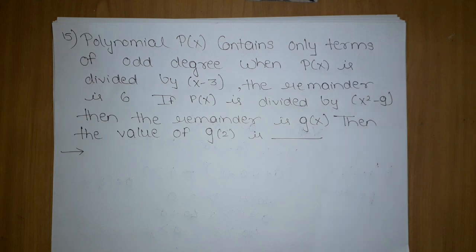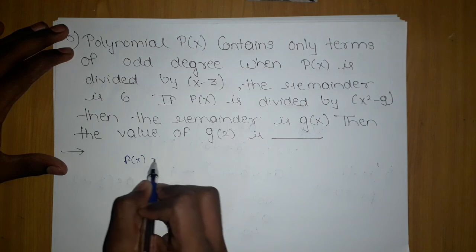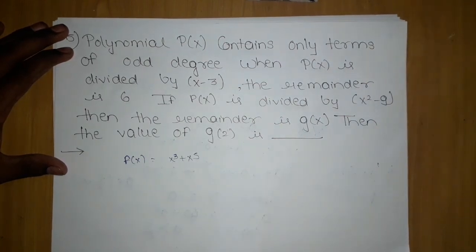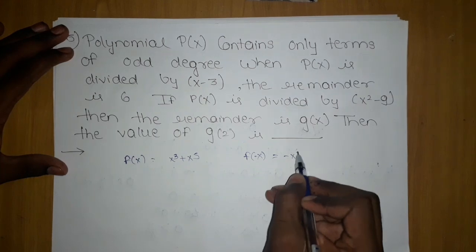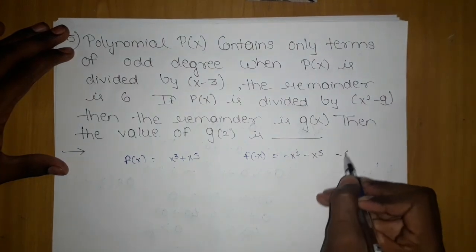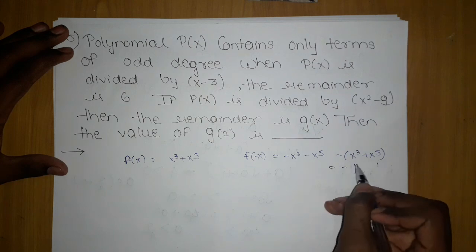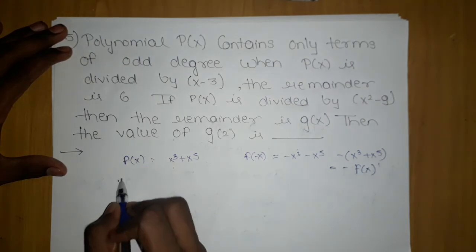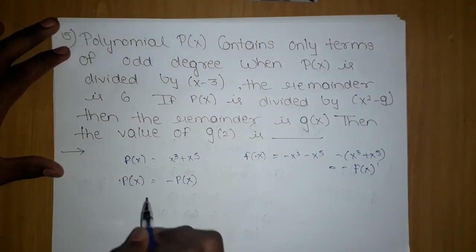Now they are telling that p of x contains only odd degree. Now if you remember, let me take f of x as something like x cube plus x raised to 5. If this is the odd degree polynomial, it satisfies the condition. If I put f of minus x, what I get? Minus x cube minus x raised to 5, which is the negative of f of x. So for this, p of x should be equal to minus p of minus x.